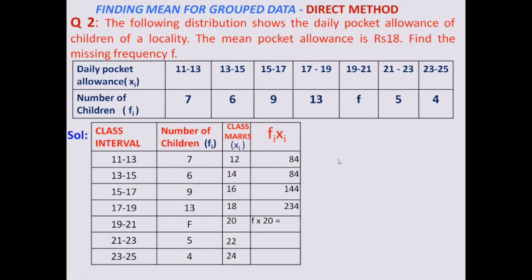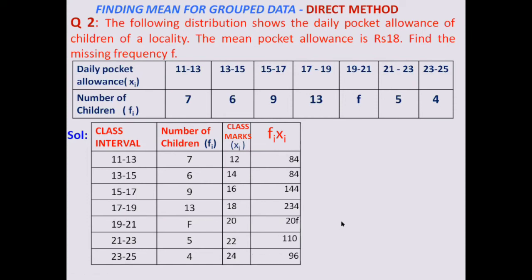f into 20, we have to write 20f as it is. No need to write a number because we have a variable there. So 20f. Next, f5 into 22, that will be 110. 4 into 24 is 96.